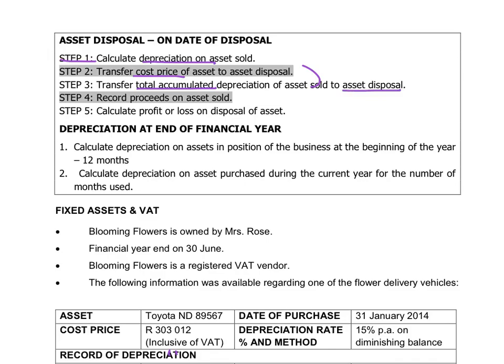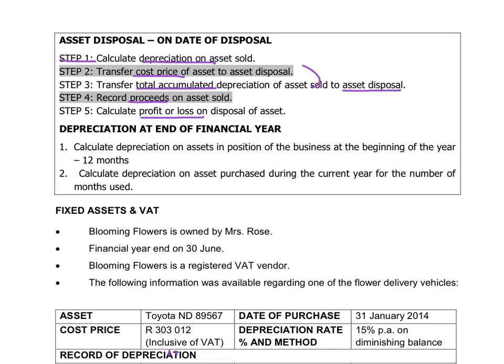Then we will record the proceeds. How much money do we get for the asset? That means we've put all the information about this asset in the asset disposal account now. We transferred the cost price, transferred accumulated depreciation so that we know what the carrying value is. We record the proceeds in that account. So in this asset disposal account, I can determine whether we made a profit or a loss on the disposal of the asset. These are the 5 steps that we will do on the date that we dispose of the asset.